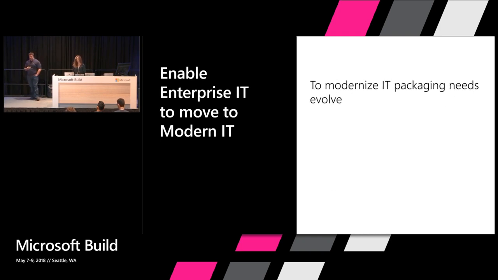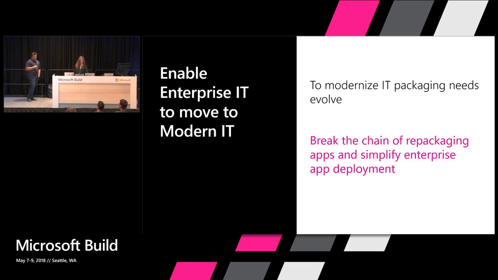So as we've talked to customers, what we really have learned is that to modernize IT and move things forward, we have to modernize the way we package and fix the way we deploy apps. And we really have to break this chain of repackaging apps and just simplify things. Again, if you're spending all your time packaging and repackaging apps, instead of investing your time in other parts of IT or other parts of management, you're not getting the best out of your IT and you're not really able to modernize.